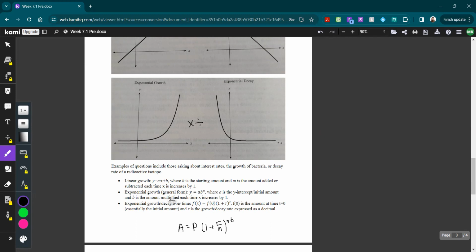If B is less than 1, it is decaying, it's getting smaller, generally as a fraction if they show it. Maybe they give it as a decimal, so that's how you also differentiate whether it's increasing or decreasing. All right, each time x increases by 1.